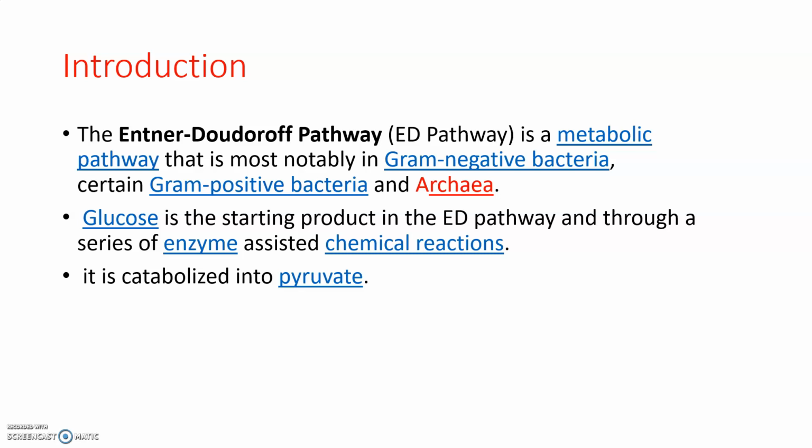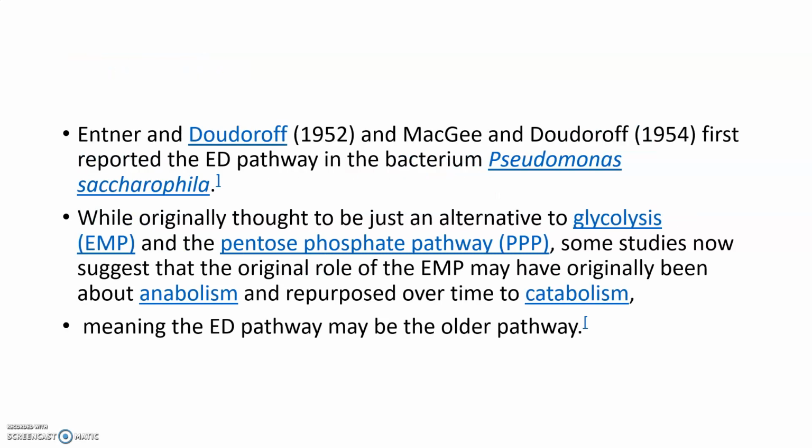Here, glucose is the starting product in the ED pathway. ED is the short form of Entner-Doudoroff pathway. Through a series of enzyme-assisted chemical reactions, this pathway takes place, and finally the glucose is catabolized to pyruvate. Entner and Doudoroff in 1952, and McGee and Doudoroff in 1954, first reported the ED pathway in the bacterium Pseudomonas saccharophila.